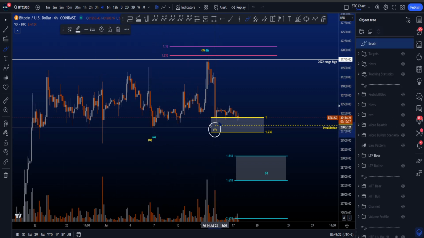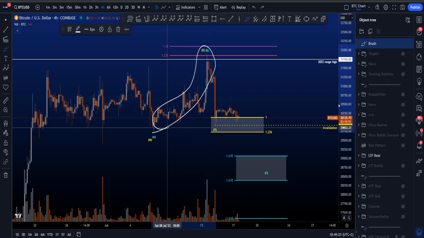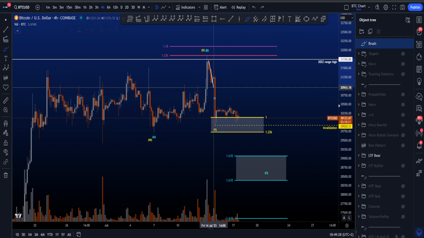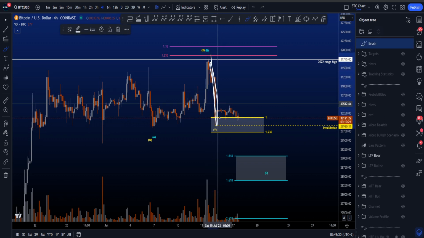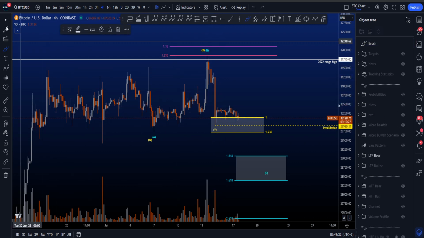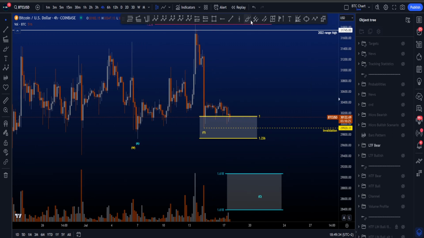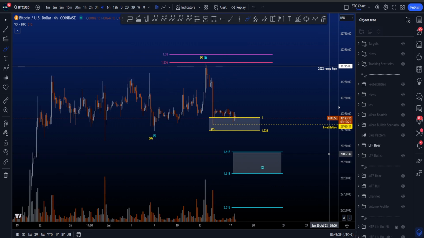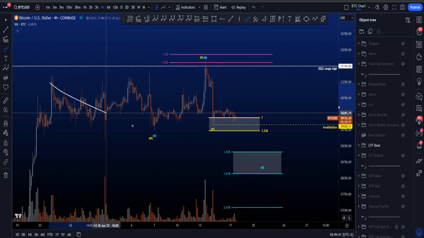Usually a wave Y is at least the same length in time of wave X, if not comparable to wave W. However, in this case you can clearly see this structure is much thinner compared to the other two. Also, the invalidation of this scenario is at 29.9k.